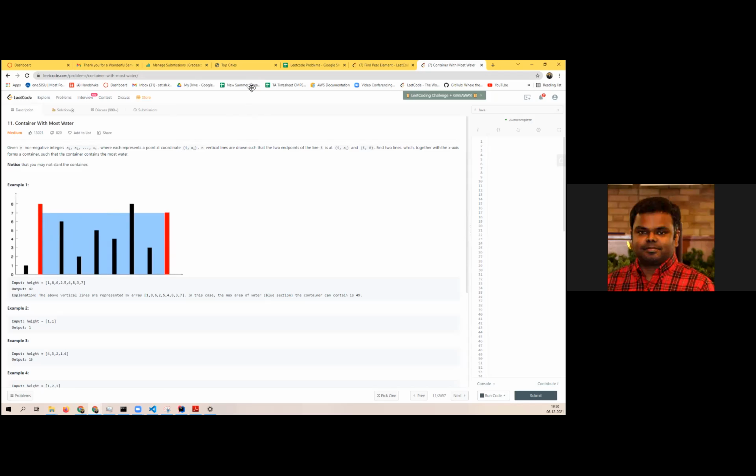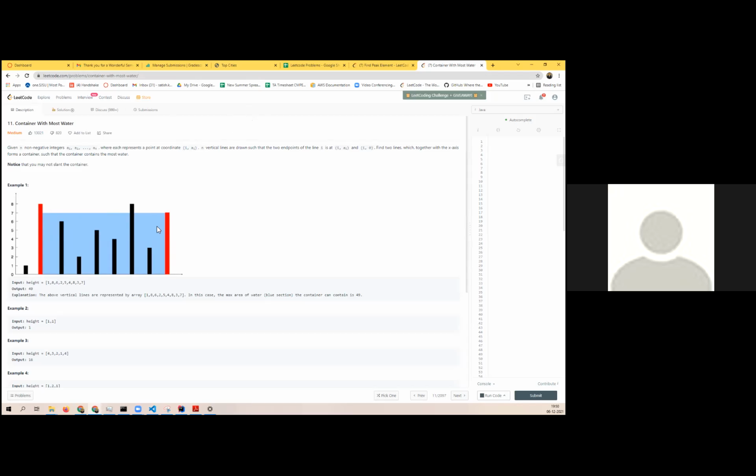Quick question. The question is, we need to find out which container stores the maximum water, right? There's a potential chance that multiple containers may hold water, but we need to find which one holds the max. Maximum, correct. Okay, that's right.